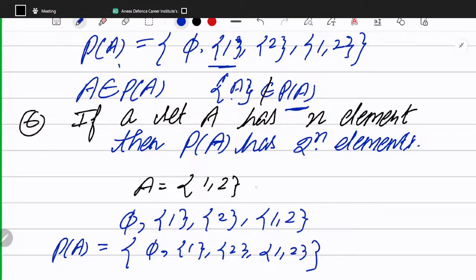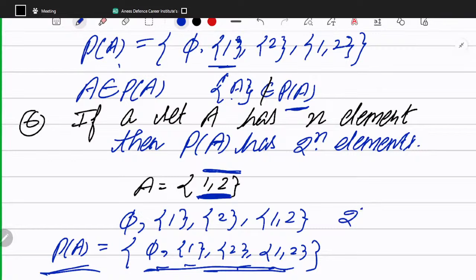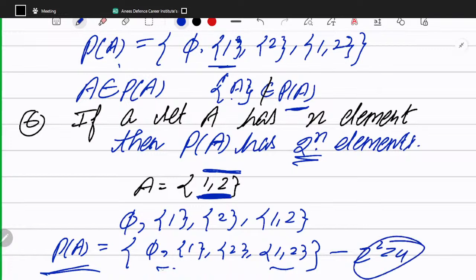If there are 2 elements, then the number of elements in PA is 1, 2, 3, 4. That means the number of elements in PA is 2 raised to the power number of elements in A, that is 2. According to this formula, the number of elements in PA is 2 raised to the power 2, that is 4. Or you can count here 1, 2, 3, and 4.